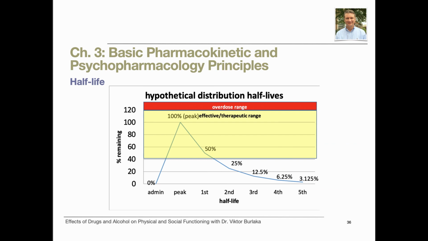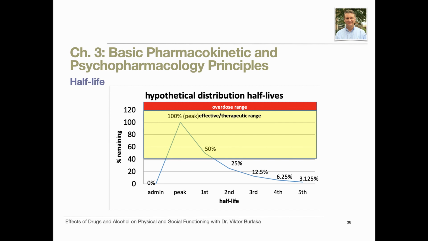This curve shows the relationship of half-lives to dose effect. The distance between peak dose and overdose differs by drug. In some cases, there is very little wiggle room, making it very easy to end up with an overdose, the red line in the curve. This is true, for example, of barbiturates and benzodiazepines. The difference between therapeutic and overdose range can be quite narrow.